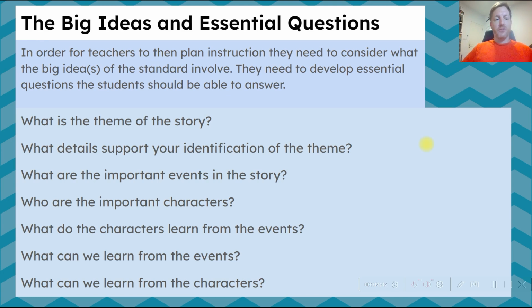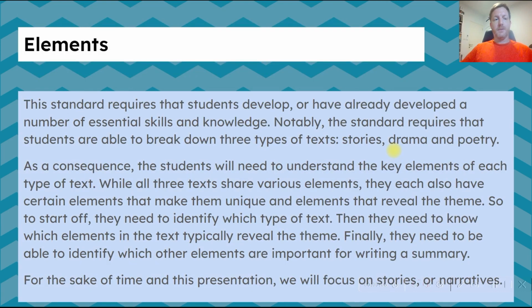First of all, what is the theme of the story? Okay, or the poem or drama? What details support your identification of the theme? So the students need to find details in the text. What are some of the important events? So we're looking at a narrative, so important events or characters. And what do the characters learn from these events? What can we learn from the events? And what can we learn from the characters? So this is an important part of identifying the theme.